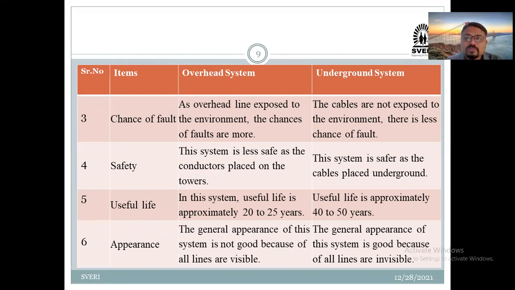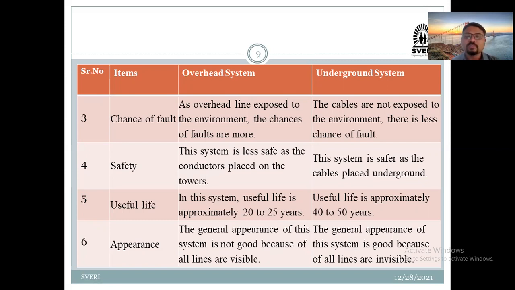But as far as the underground system is concerned, what will be there? That particular system is below the ground level. It is not directly exposed to the atmosphere. That's why whatever the chances of faults are there, that is less in the underground system. Okay, so that is my third point. The third point is nothing but the chances of fault.